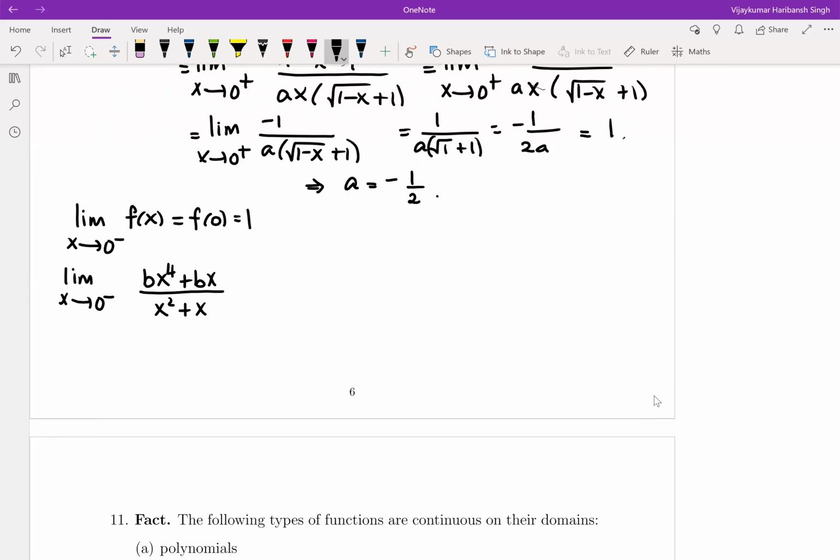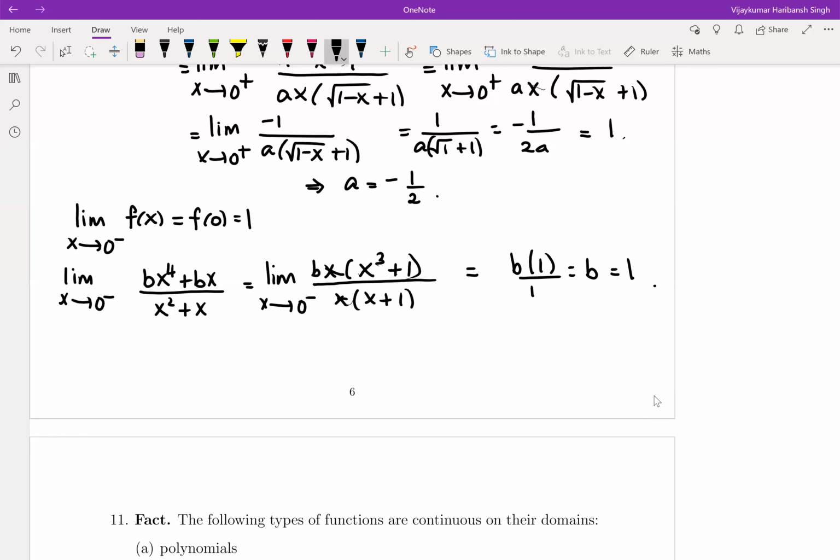Now this is again 0 over 0 form, so we can take common factors out. We need to pull out factors of x. I can pull out x from the top, and also b as well because b is common. I get x cubed plus 1. In the denominator again, I pull out x common. I'm left with x plus 1. So these can cancel each other off, and now I can put x equals to 0. I get b times 1 over 1, which is b, equal to 1. Why? Because this is the same as f of 0, which is 1.